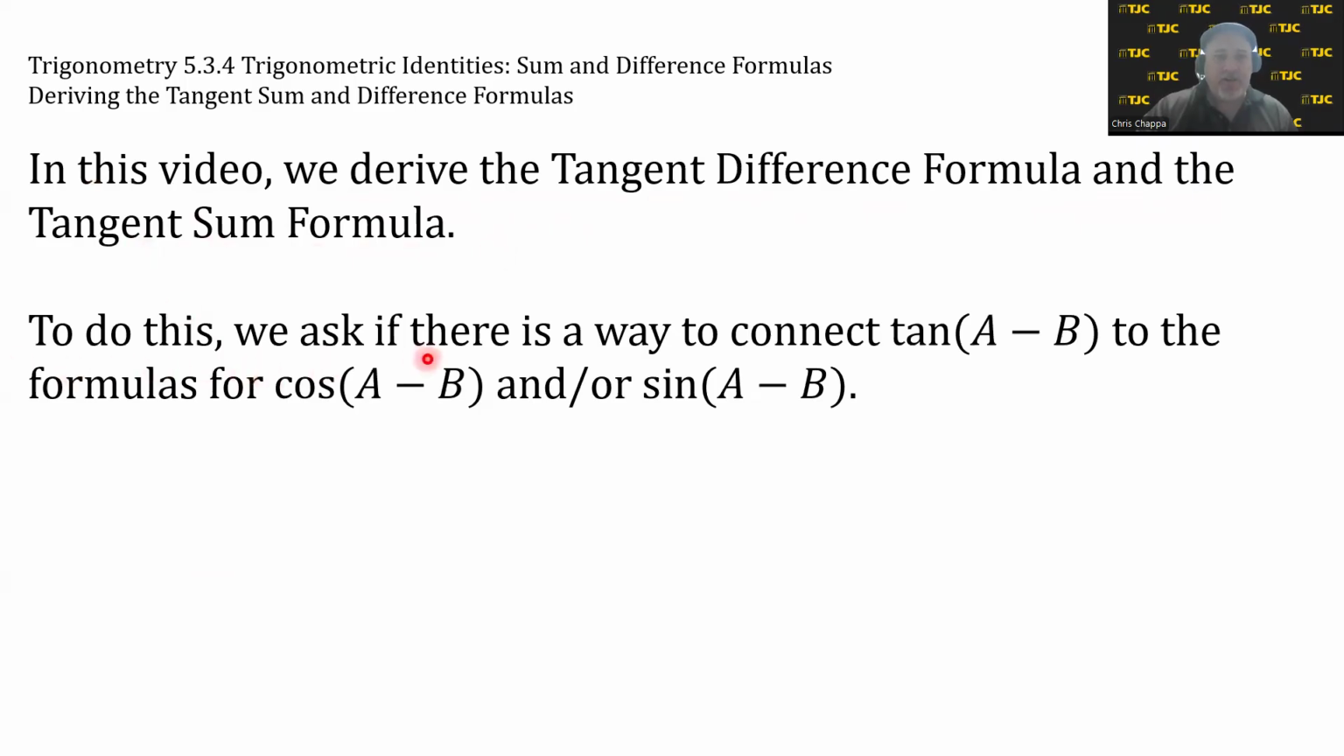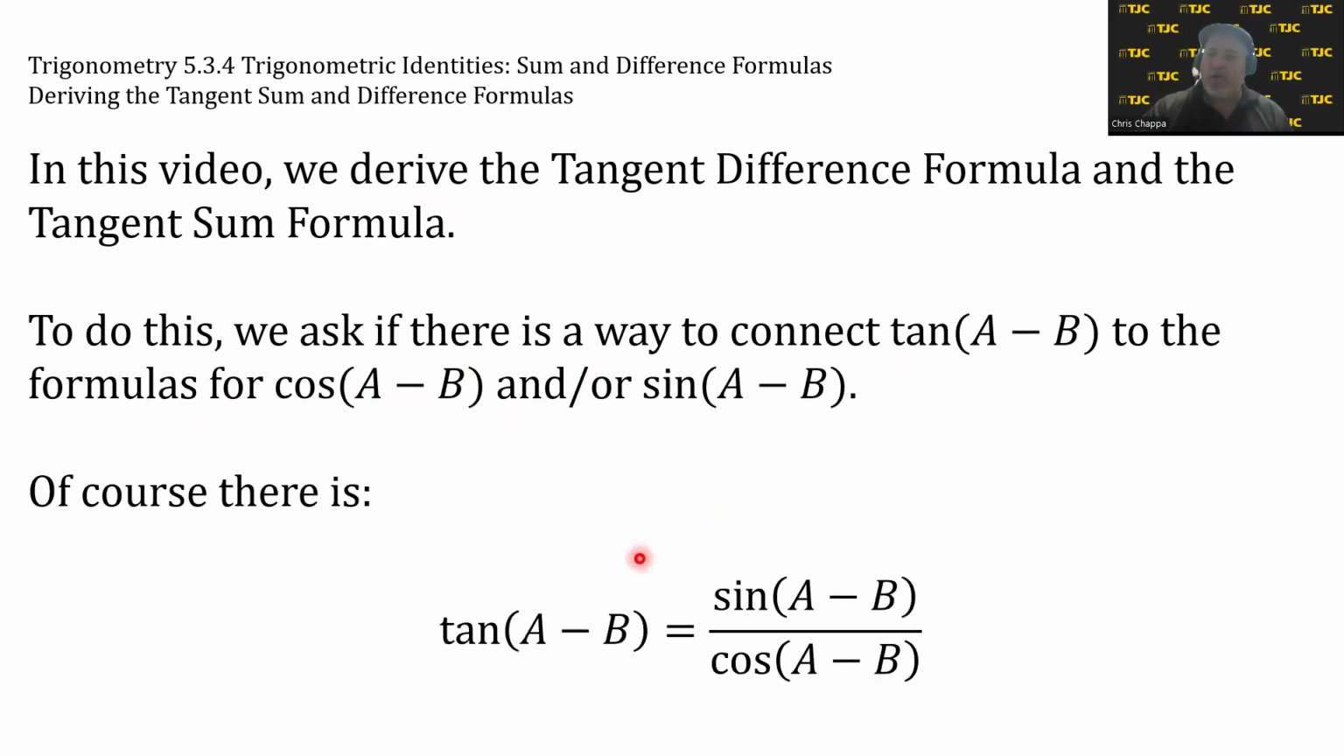To do this, we ask if there is a way to connect tangent of A minus B to the formulas for cosine of A minus B and/or sine of A minus B. Again, classic problem-solving strategy. Can we connect what we want to know, tangent of A minus B, to what we already know, cosine of A minus B and/or sine of A minus B? Of course there is. Quotient identity. Tangent of A minus B equals sine of A minus B over cosine of A minus B. So we're going to start there.